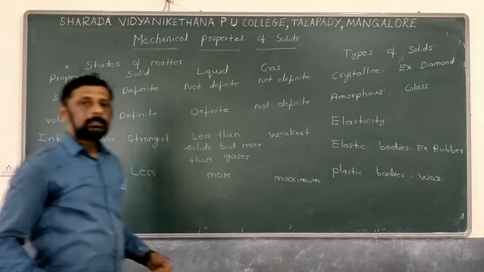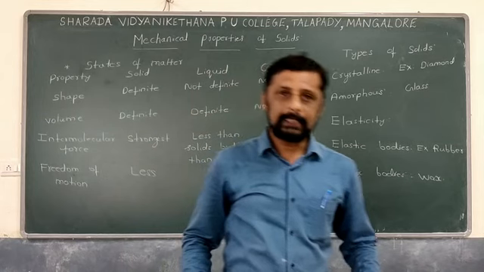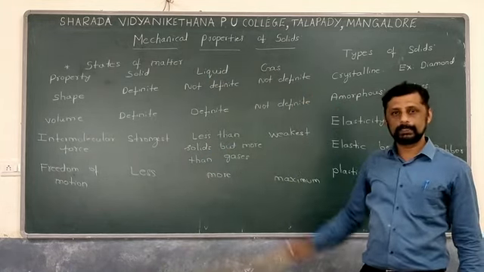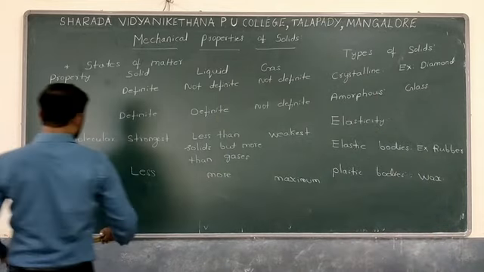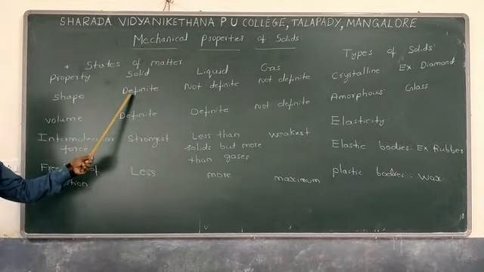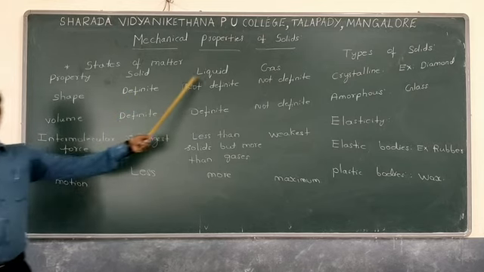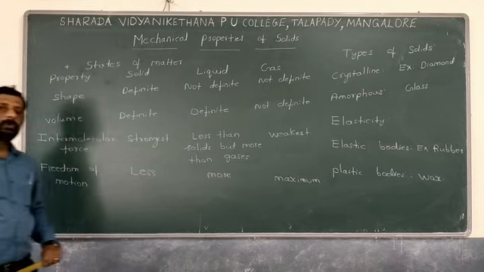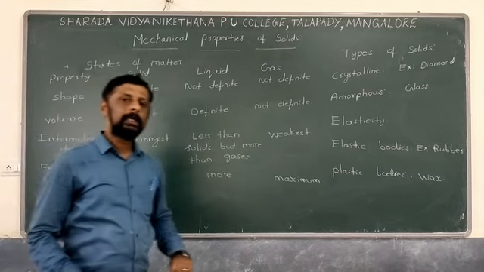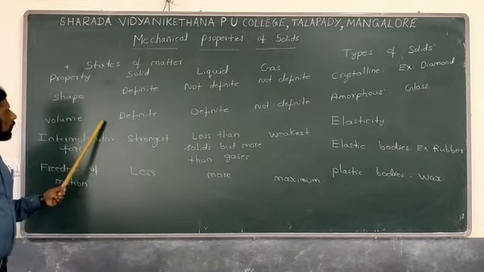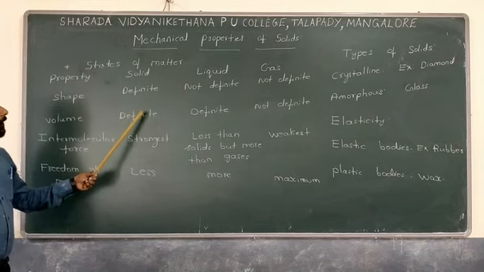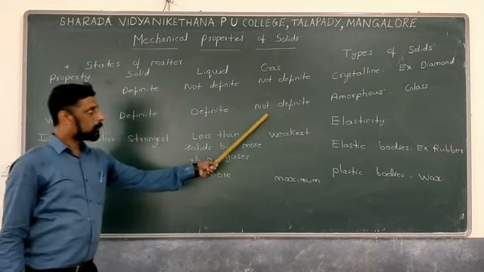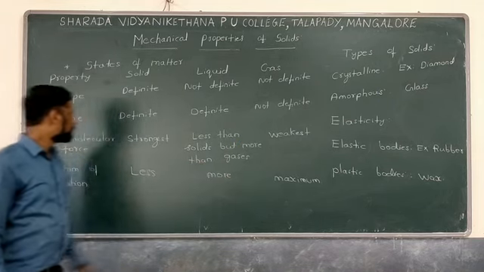So we know that matter exists in our nature in three states. They are nothing but solid, liquid as well as gases. So in case of solid, it possesses definite shape, while liquid and gases do not possess definite shape. Usually liquid will take the shape of the container. Volume. So here solid as well as liquid possesses definite volume, while gases do not possess definite volume.